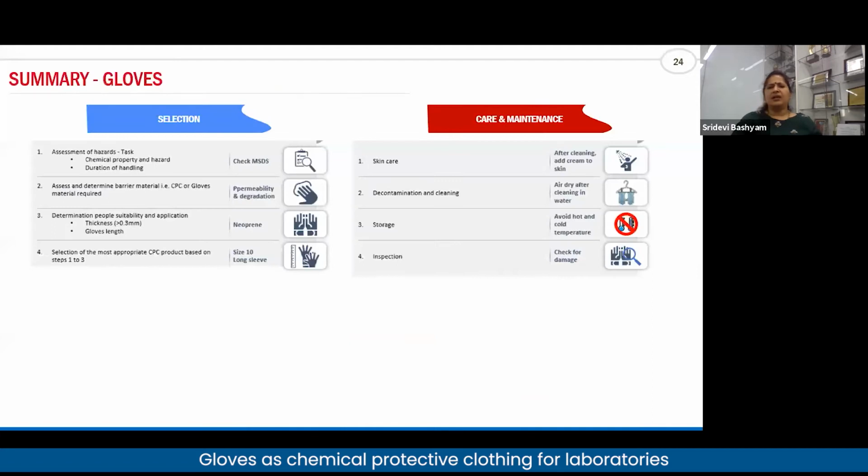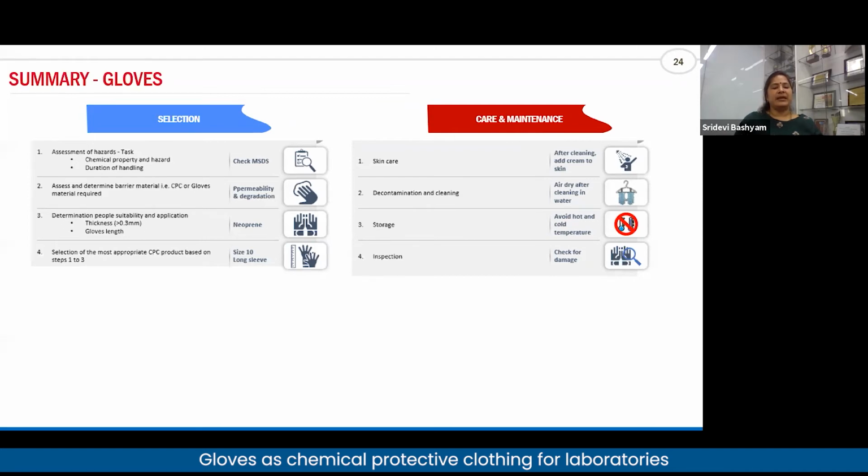So if you see the selection criteria, we need to assess the hazard. We see so many types of material, like cut resistant gloves. So many injuries happen because of glass cuts or while washing the apparatus, so we should insist on cut resistant gloves. And sometimes, while handling low temperature materials like liquid nitrogen or dry ice, cryogenic gloves have to be chosen.